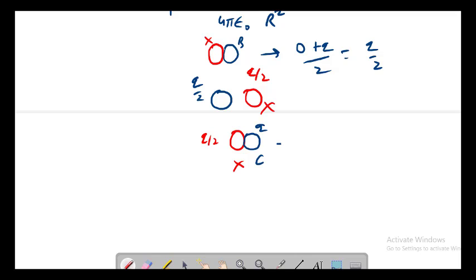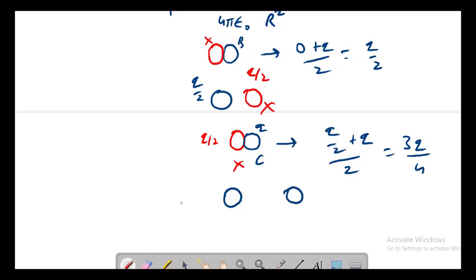So again there is a charge redistribution amongst them. What we have is Q by 2 plus Q upon 2, and if we do the calculation, this comes out to be 3Q by 4. Now what we are interested in is B and C. So I again redraw this B and this C. B has charge Q by 2, as given up here, and C has charge 3Q by 4. The distance R is the same.